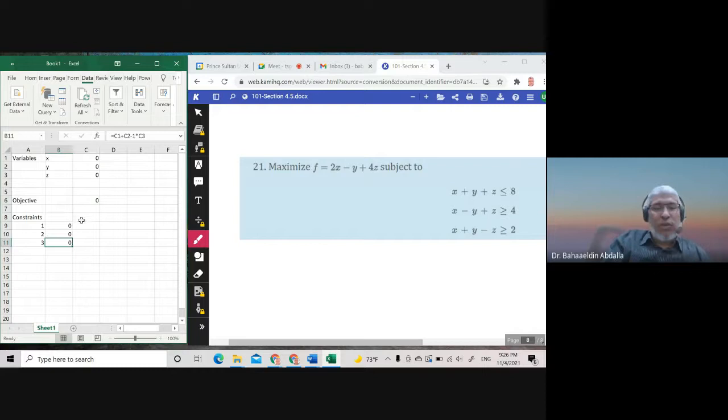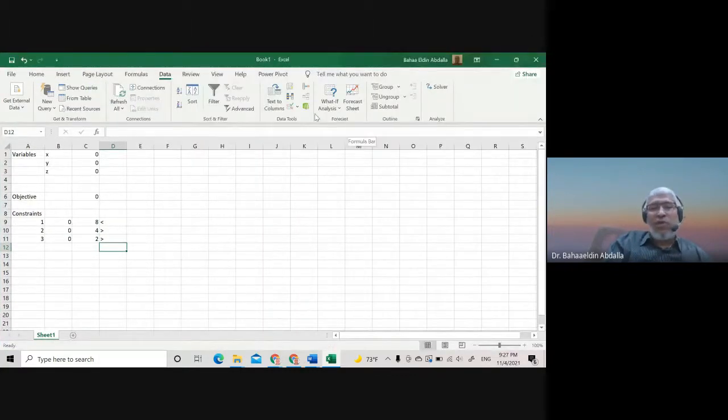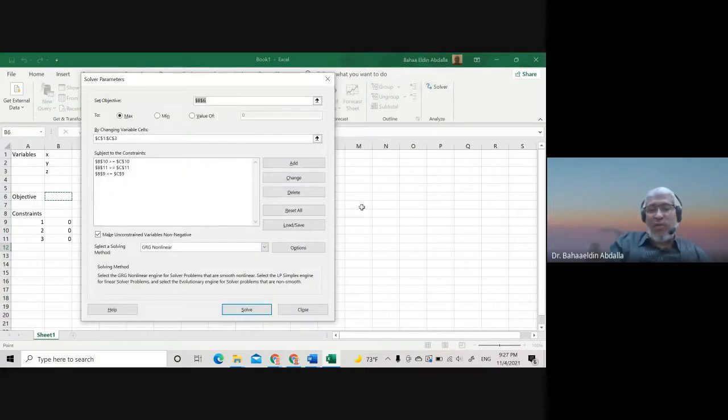Good. Now here, the right hand side of each constraint, this is eight, and this is four, and this is two. And let me write here that this is less than or equal, and the other one is greater than, to remember when I put them in the solver. And the last one is also greater than. So let me now go to data. This is data. Go to solver and solve this problem.